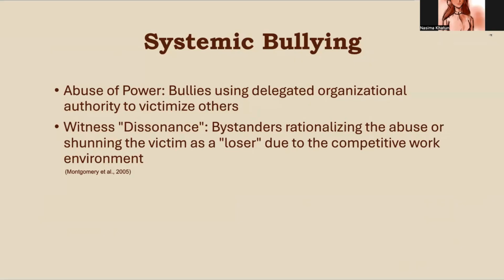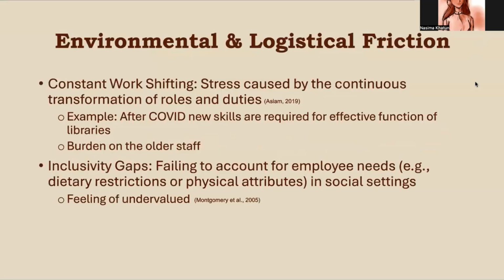These types of conflicts stem from environmental and logistical factors. Informational organizations are constantly changing. For example, after COVID-19, new skills are required to effectively manage libraries. Constant work shifting and continuous transformation of roles and duties causes stress. This is especially difficult on older generations of employees and employees who struggle to adapt quickly.